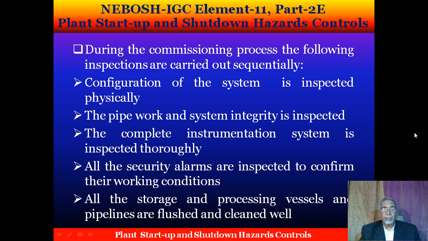Number one, the configuration of the system is inspected physically. Number two, the pipework and system integrity is inspected. Then the complete instrumentation system is inspected thoroughly. Then all the security alarms are inspected to confirm their working conditions. Then finally all the storage and processing vessels and pipelines are flushed and cleaned well.